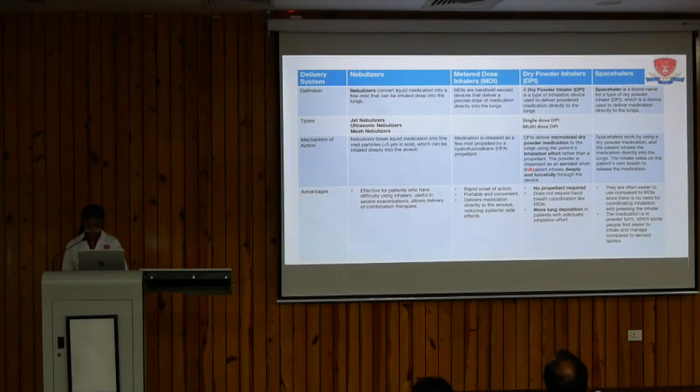Spacers, unlike MDIs, are easier to use and do not require hand-breath coordination. Each system has distinct advantages, and the choice depends on patient preference, lung function, and disease severity.